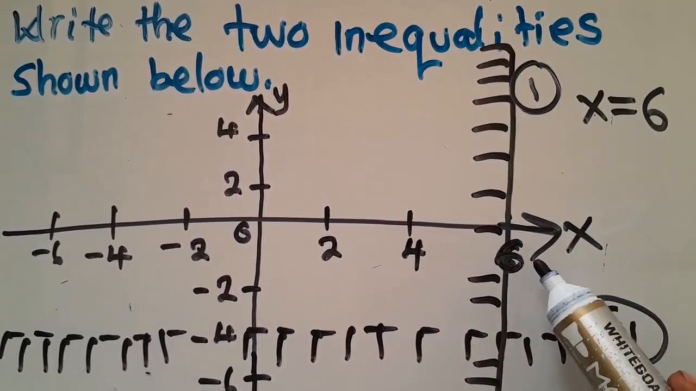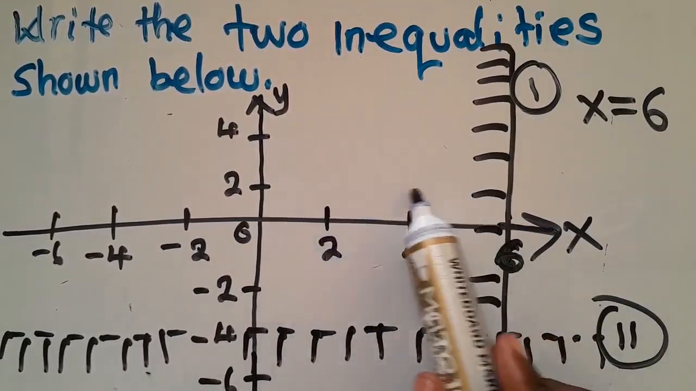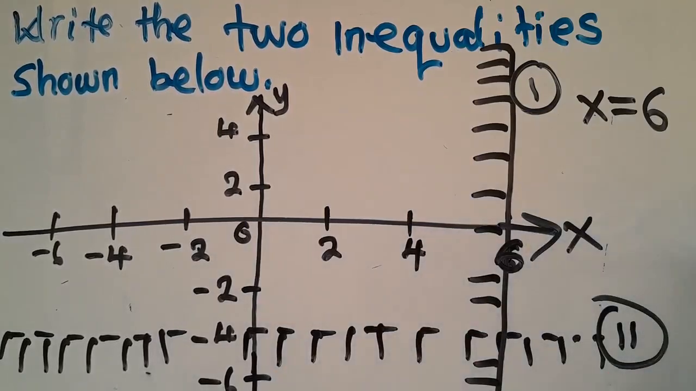Then which part have they shaded? This part where numbers are reducing. This part numbers are increasing. So remember, which one are you supposed to use? Which one are you going to use?